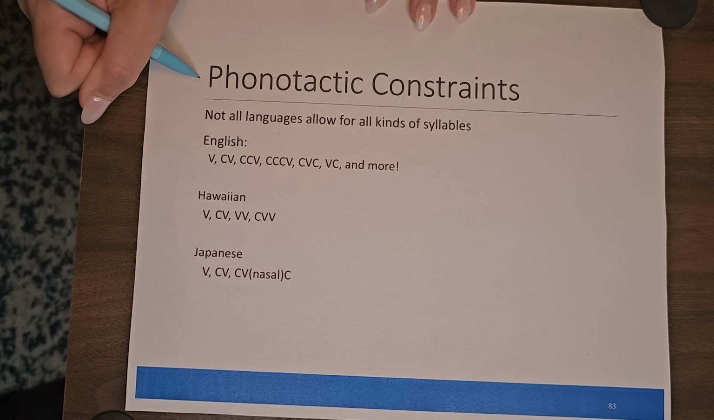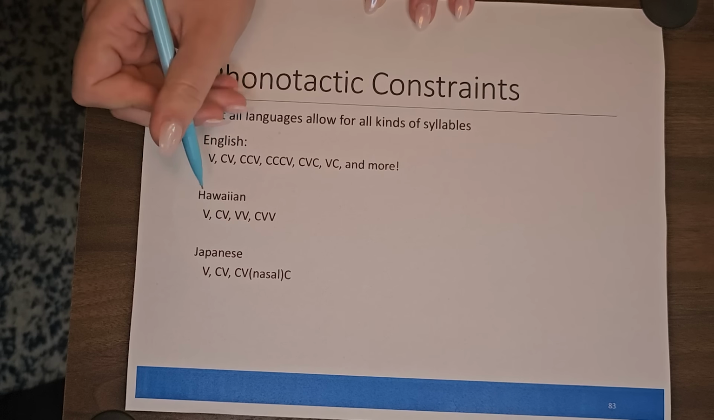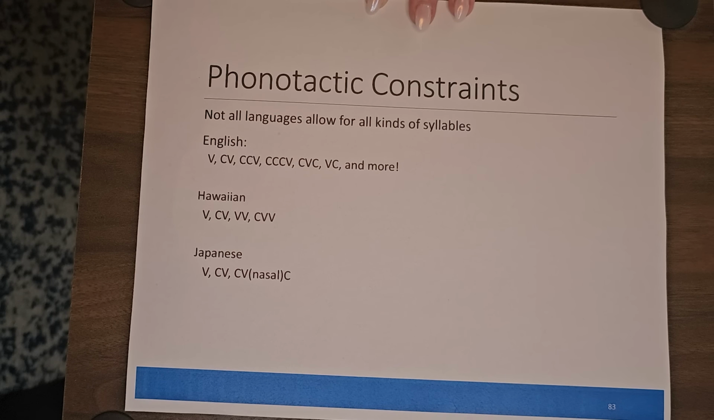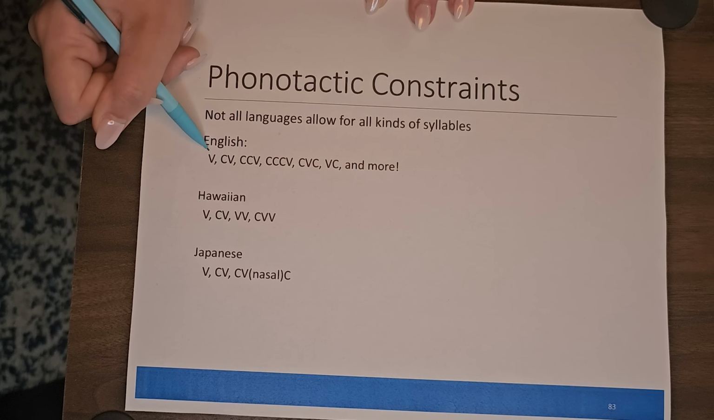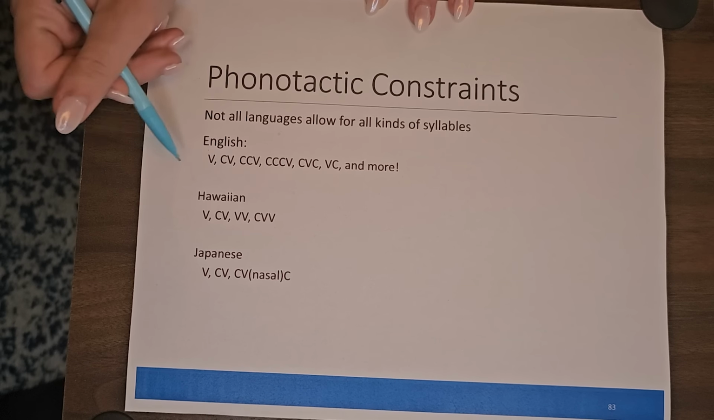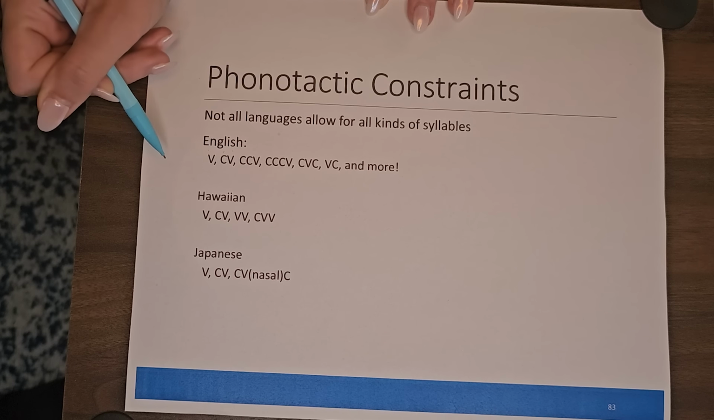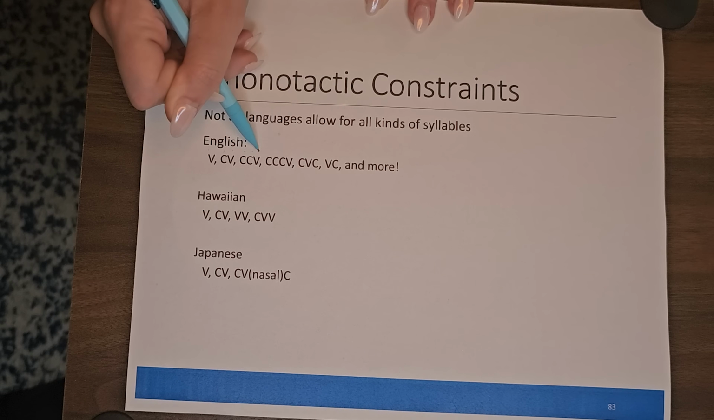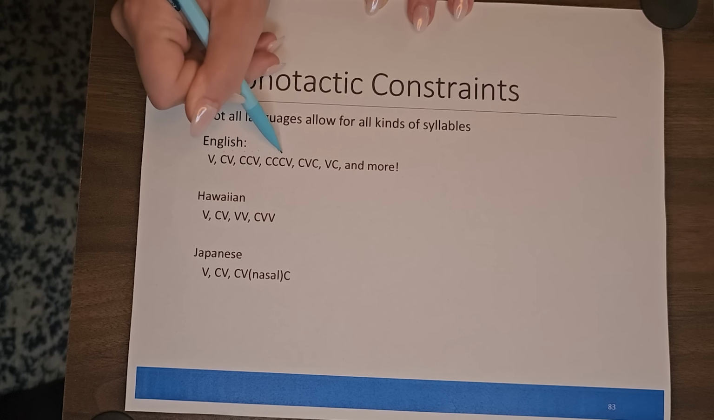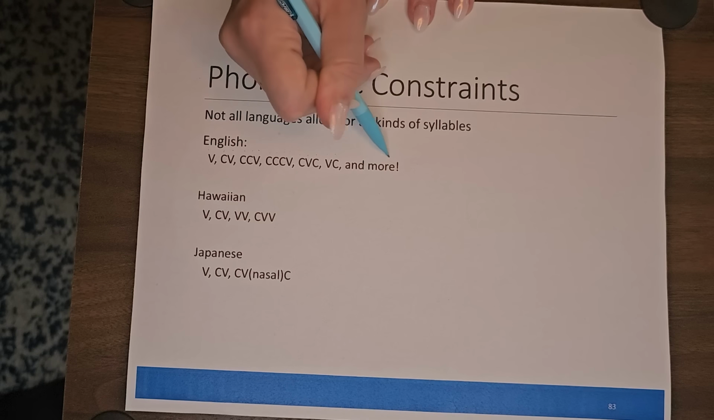Each language has its own phonotactic constraints. So English has a very large variety of possible syllables. We can have just a vowel as in I, or a, or uh. We can have a consonant and a vowel as in the or no. A consonant, consonant, vowel as in stay. A consonant, consonant, consonant, vowel. A consonant, vowel, consonant, vowel, consonant, and more.